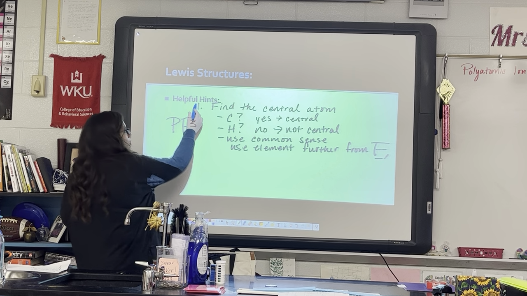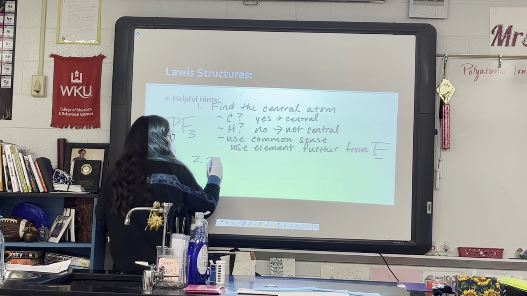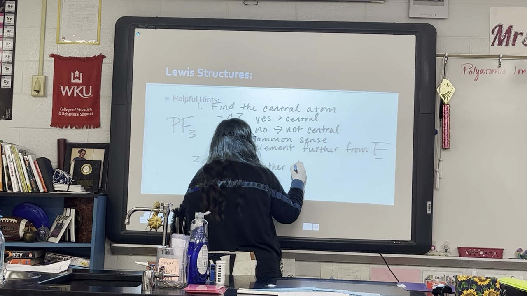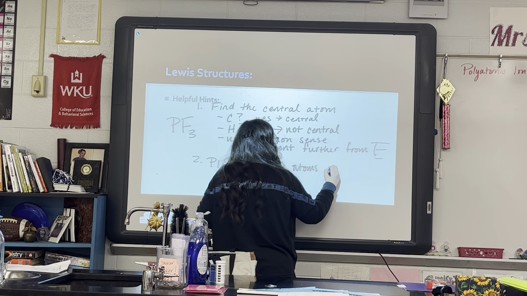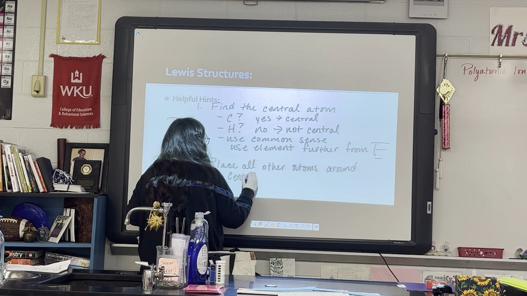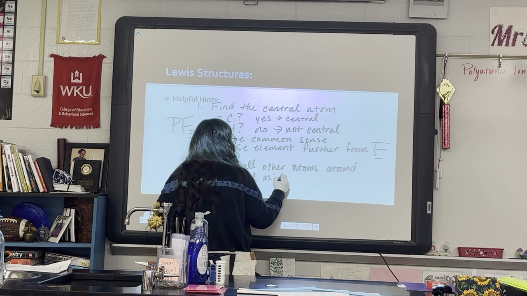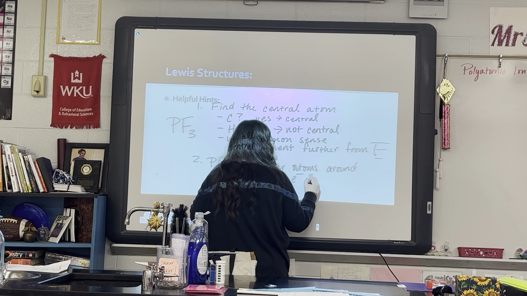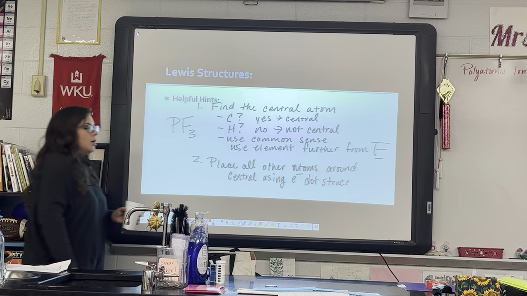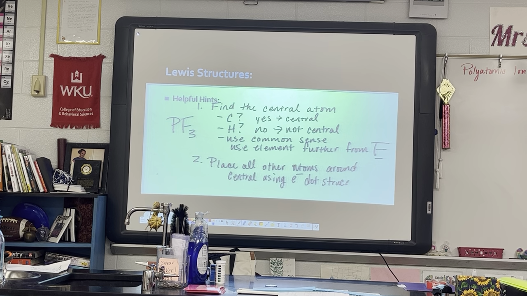All right, so there's step one. Step two is to place all other atoms around the central atom using electron dot structures. So we're going to be using those electron dot structures to form these single, double, or triple bonds between our atoms to make our Lewis structures.